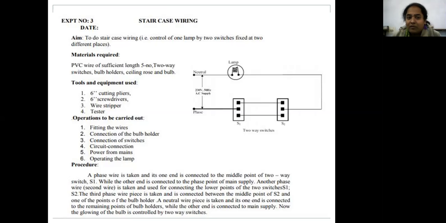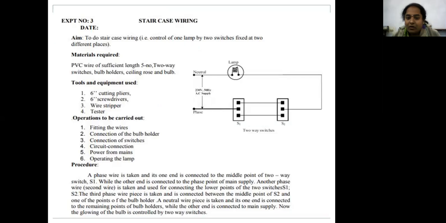Materials required: PVC wire of sufficient length, two two-way switches, bulb holder, ceiling rose, and bulb. Tools and equipment used: 6-inch cutting plier, 6-inch screwdriver, wire stripper, and tester. Operations to be carried out: fitting the wire, connection of the bulb holder, connection of the switches, circuit connection, power from mains, operation with the lamp.